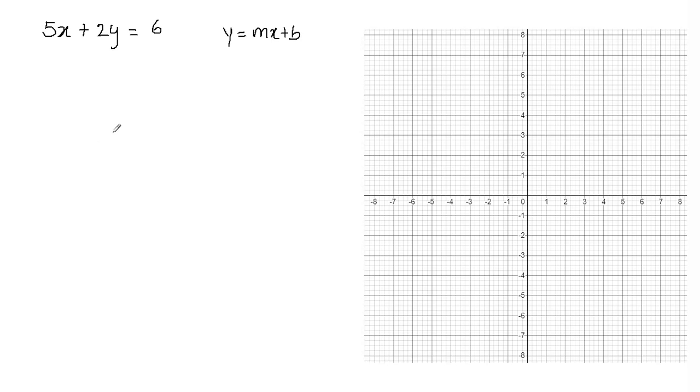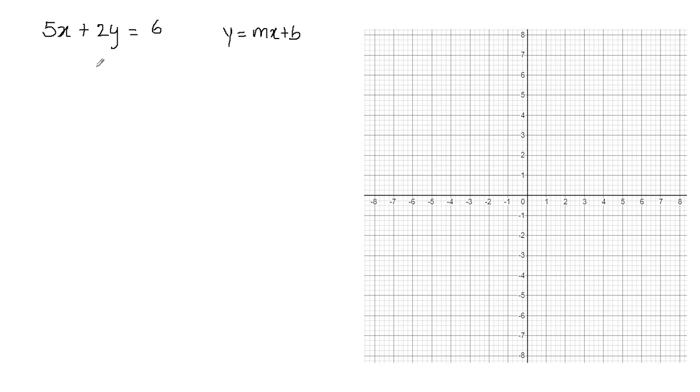Hi, in this video we'll learn how to graph linear equations. My equation is 5x plus 2y equals 6, which is in standard form. Standard form is ax plus by equals c. This equation is in standard form. First of all, I'm going to convert that into slope-intercept form, which is y equals mx plus b, and then I'm going to graph this equation.